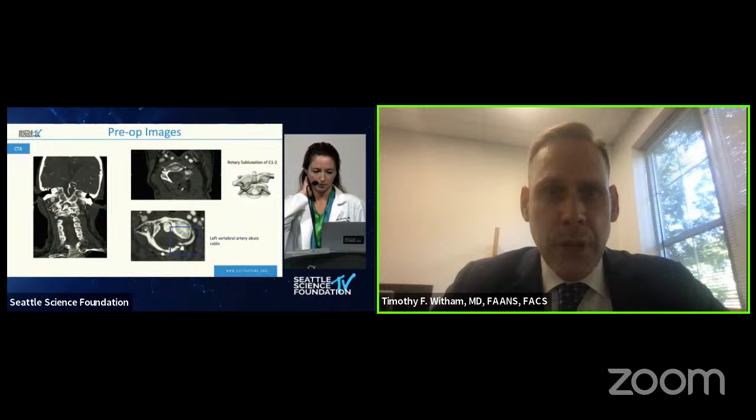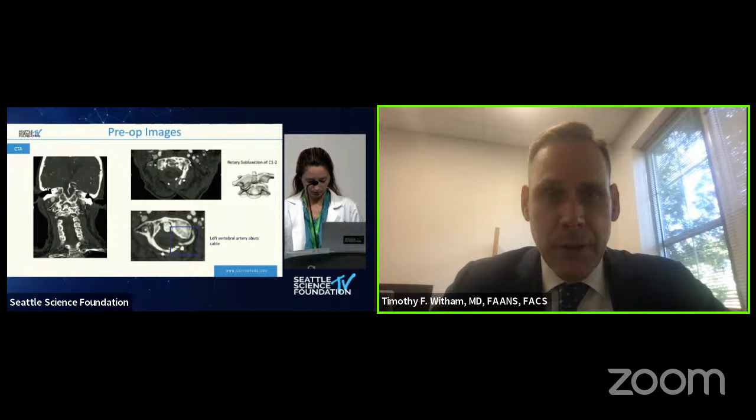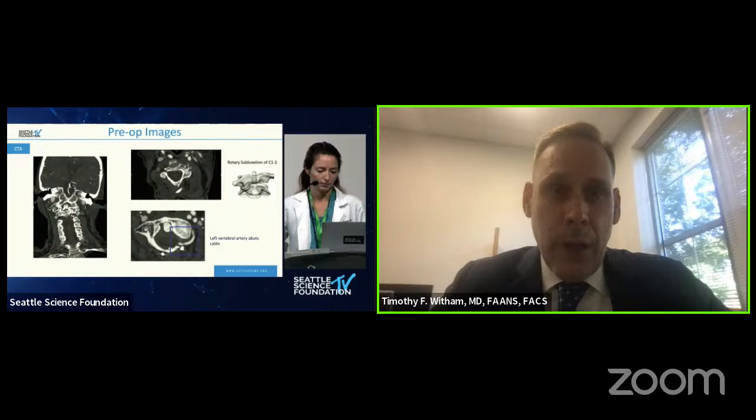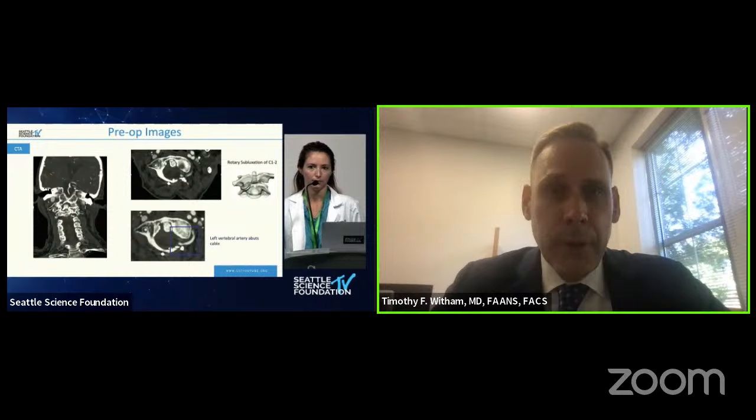I don't put crosslinks in hardly at all anywhere else in the spine, but I think this is one indication for it. And the other thing that is important is I typically will use BMP, because I don't want a pseudoarthrosis like the one that was shown here, because at that point it is a disaster, as you mentioned.